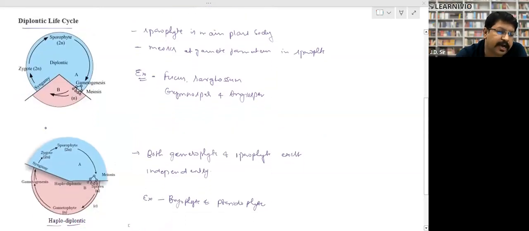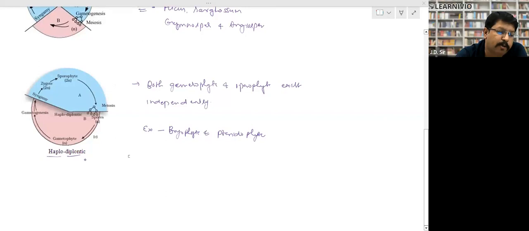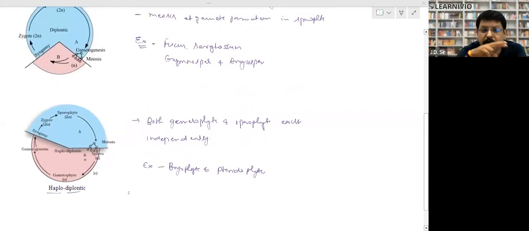Now the third heading is haplodiplontic life cycle. Here in the haplodiplontic life cycle, you will find two types of plant body in the life cycle. Can you tell me where you have seen this? Have you seen this type of life cycle? Where in the life cycle are there two plant bodies? Tell me, have you seen it or not?